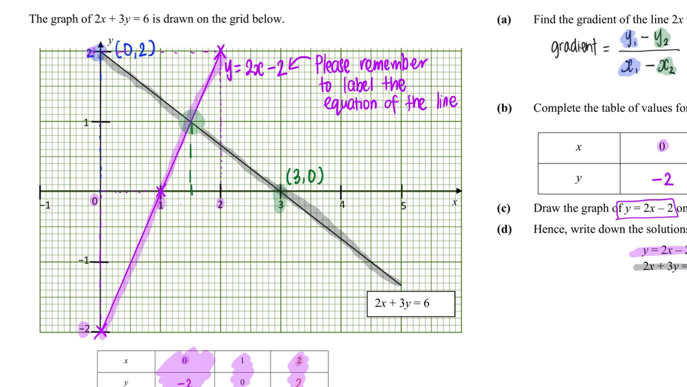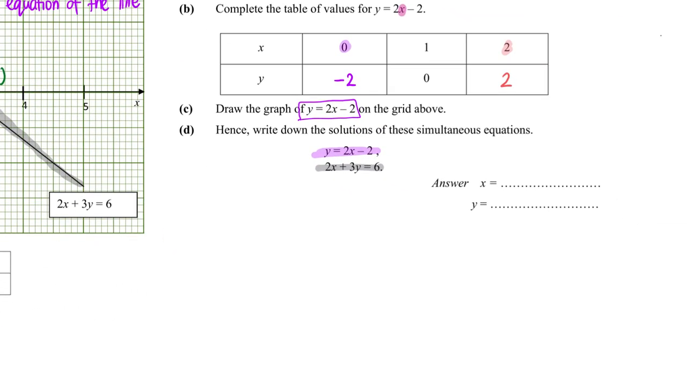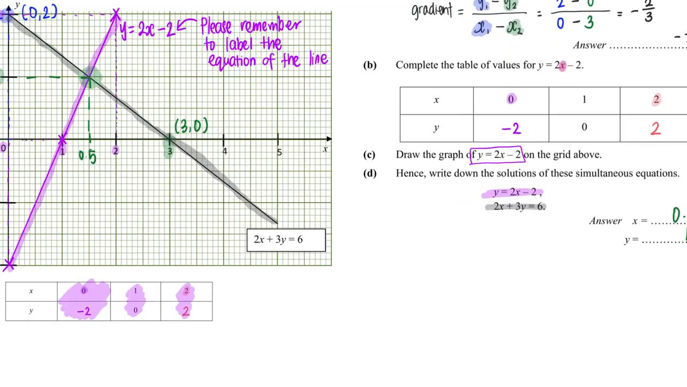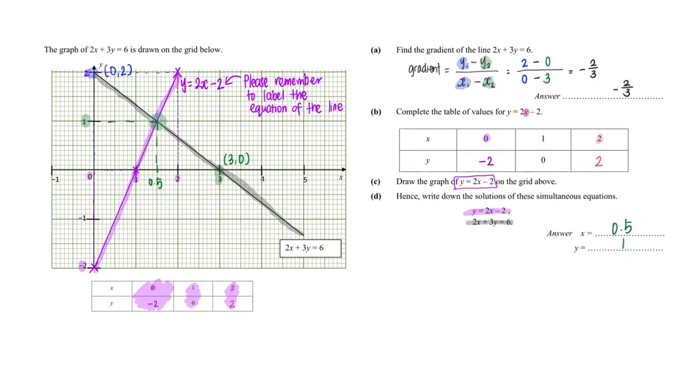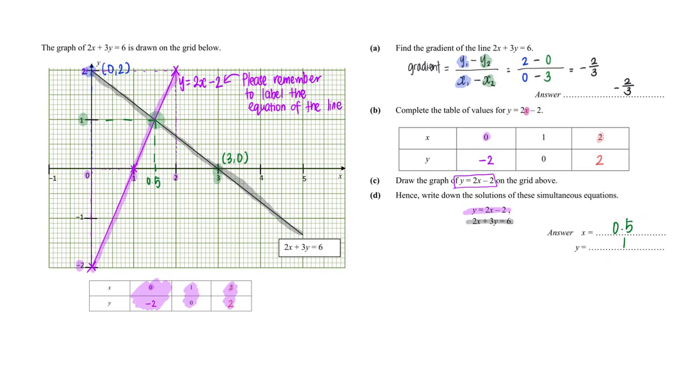So this will be 0.5 and 1. So my x is 0.5. My y is 1. From the graph itself. Okay, with that we have come to the end of this question. Let's move on to the next question.